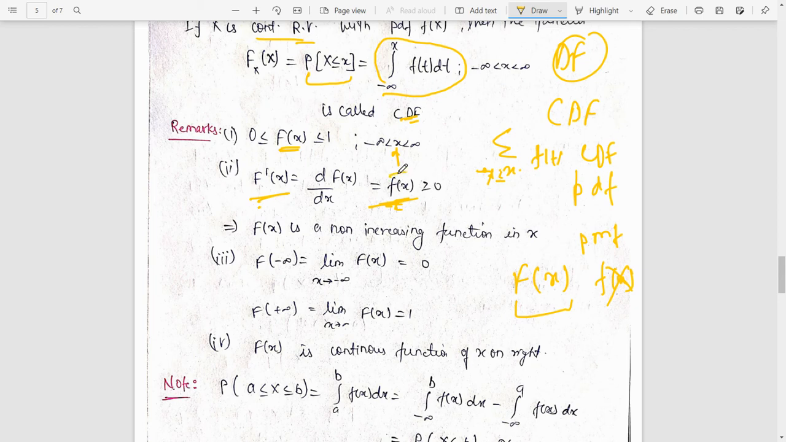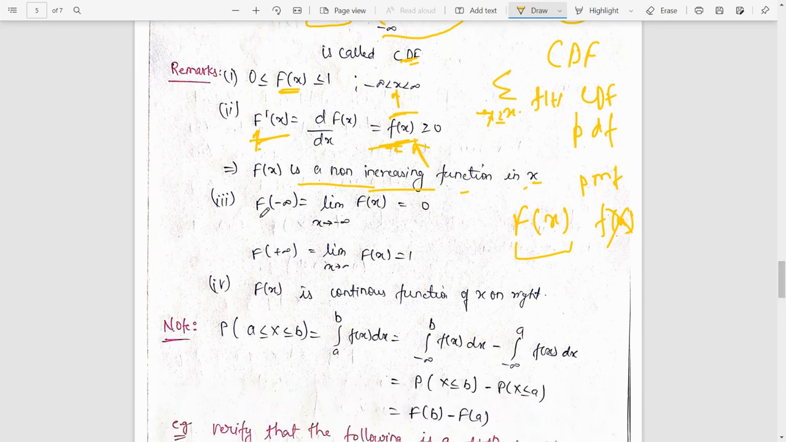We know that the PDF is always greater than or equal to 0. This is one of the basic properties of the PDF. From calculus, we know that if you differentiate some function and the result is greater than or equal to 0, then that original function is non-decreasing. So the CDF, the cumulative distribution function, is a non-decreasing function of x. This result we get from this point.